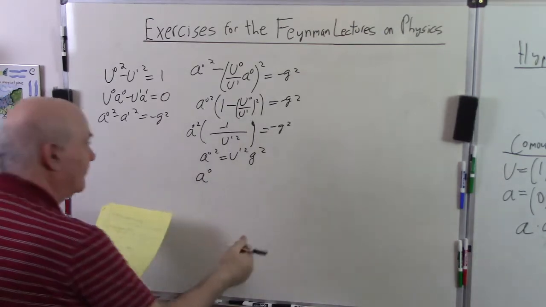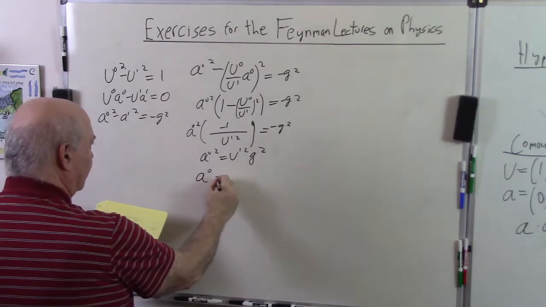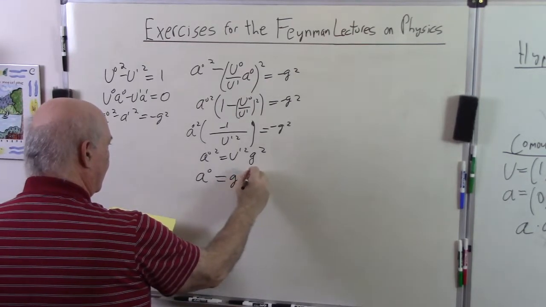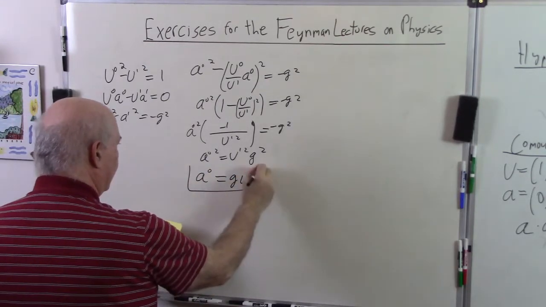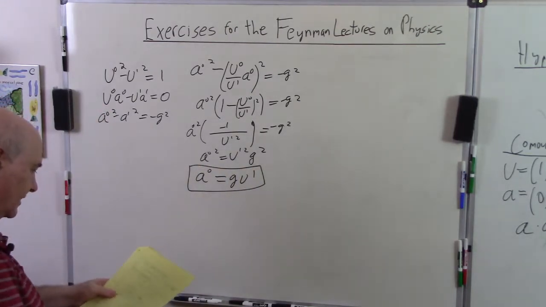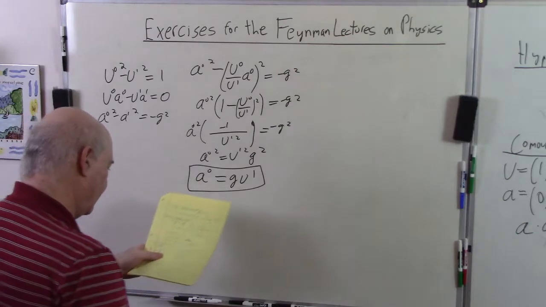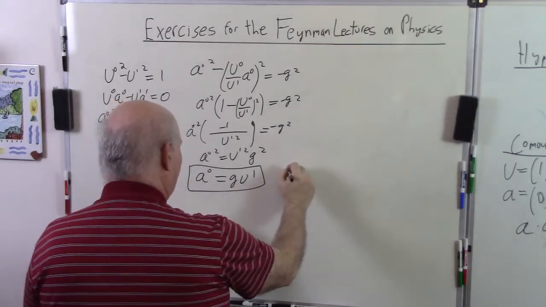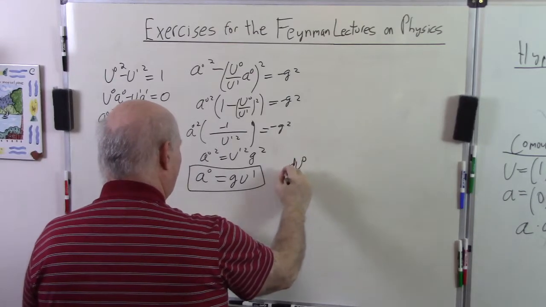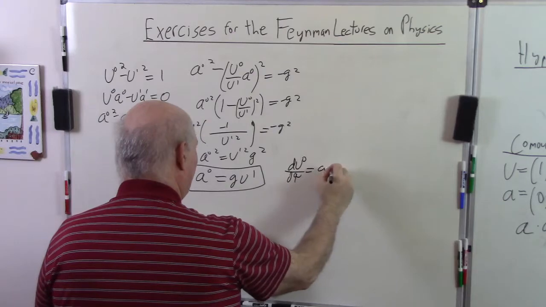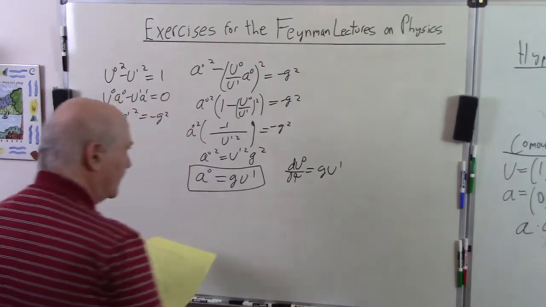Everything's moving to the right and positive, otherwise we'll get different signs. A0 is equal to G U1. So that's the first key equation we need. And notice what this says. This says that du0/dτ is equal to G U1.